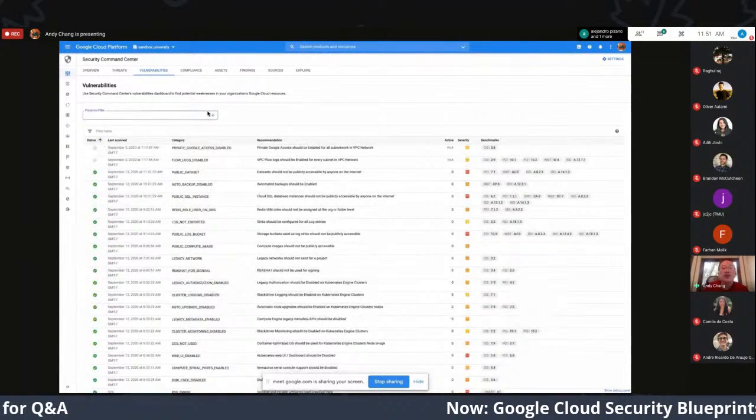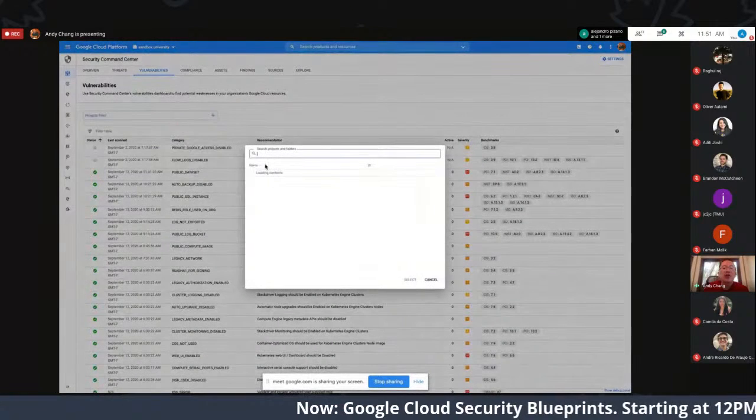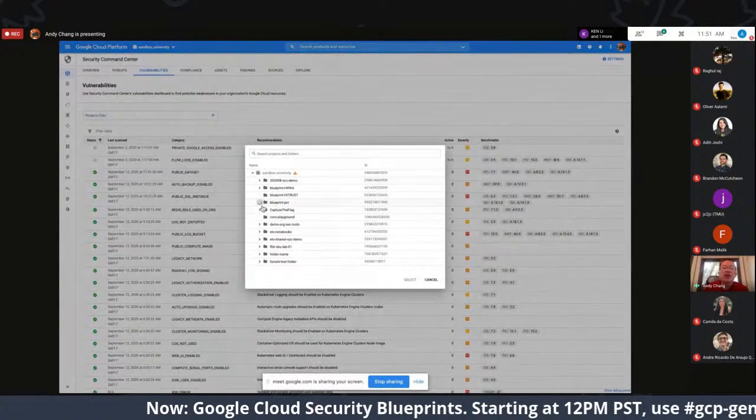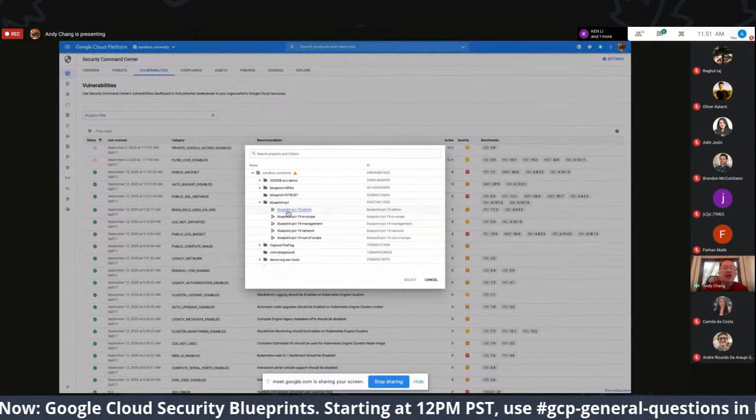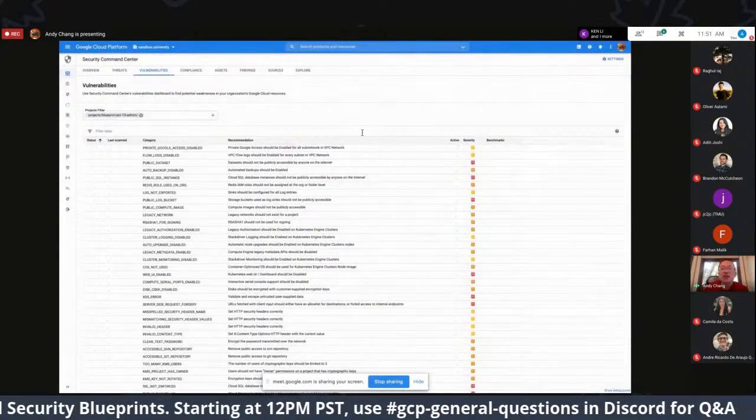And then you can also filter this down. So this is across the whole organization, but I might want to look at just a particular sub-project, and then you get that same view.